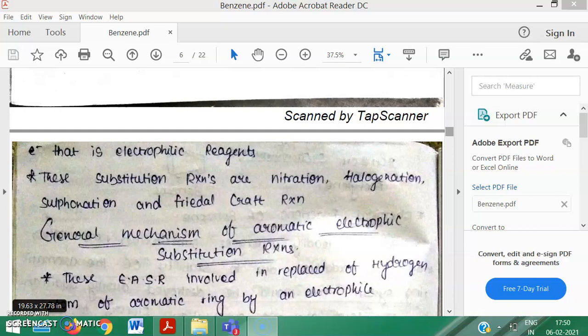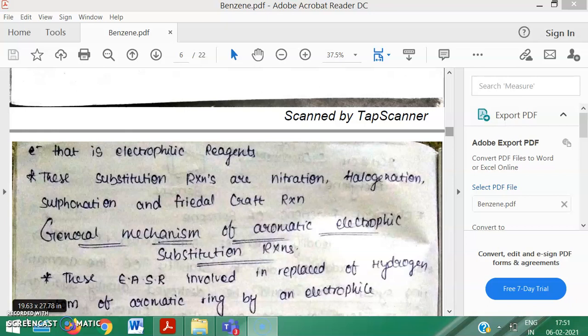So now we are going to discuss the general mechanism of aromatic electrophilic substitution reactions. We already discussed the benzene structure, how we can define it, and how the Kekulé structures proved that it is correct and that it has delocalized pi electrons. That's why the benzene ring shows mono substitution and disubstitution reactions, that is, it can give ortho, meta, para disubstituted compounds.